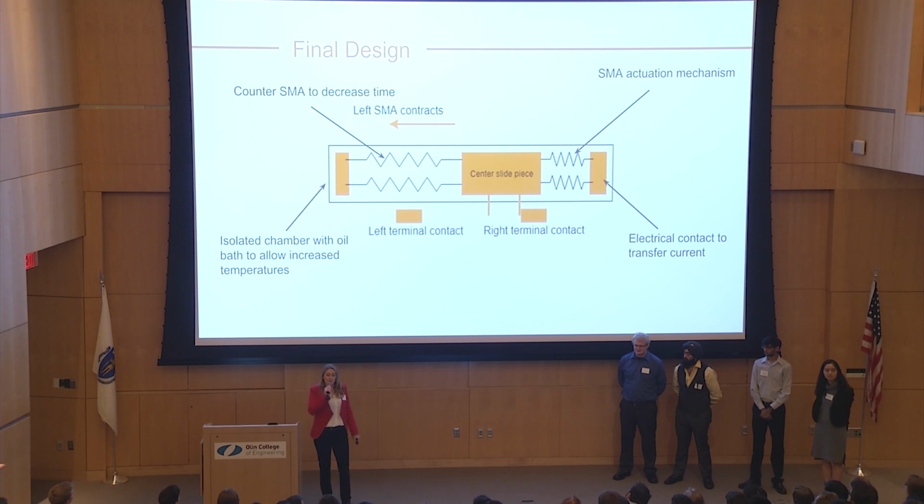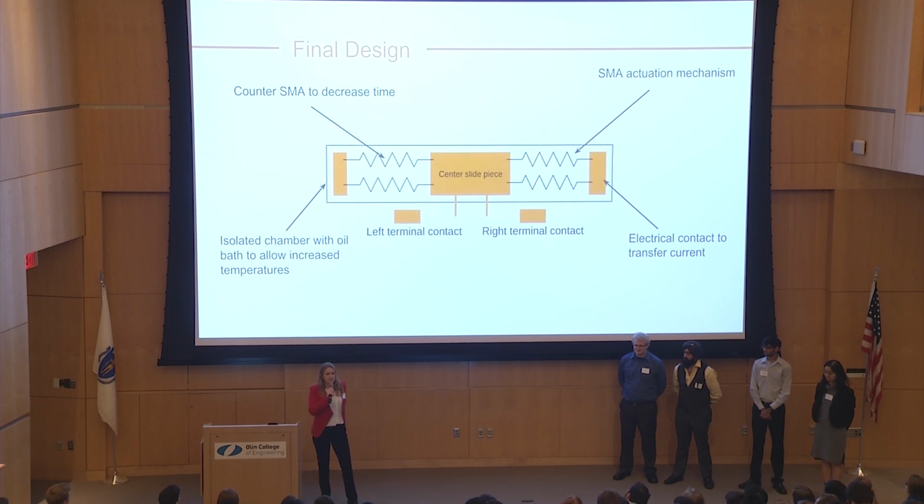On the other side as well, as you can see, we have two other SMAs. We decided to do this to have kind of a counter SMA, what we call. So even though the oil dissipates that heat, causing it to relax, it doesn't do so extremely quickly. So those counter SMAs are just to give it that extra nudge and pull it over to the other side to be able to turn it off quickly. So when that does that, it goes back to the middle, and now the relay is turned off.